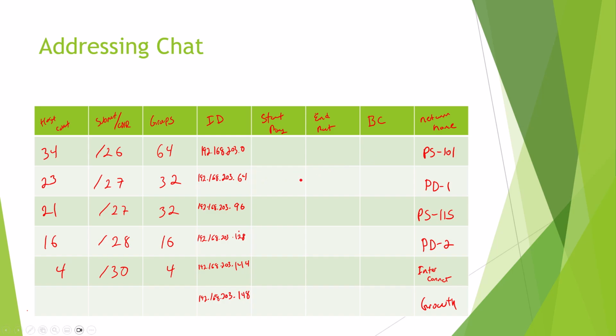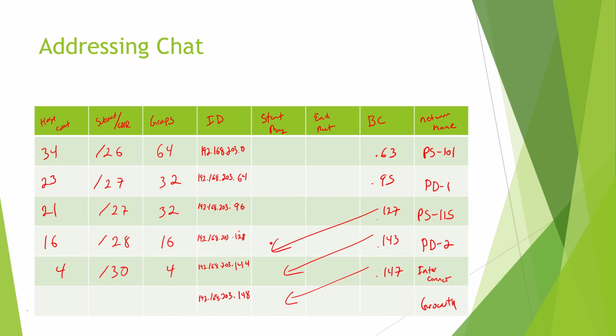Now if we're dealing with the third octet, that gets a little bit crazier, and I've done separate videos on that. So what is 1 less than the next ID? The next ID is 64. I'm going to drop the 192.168.203. They're still there, I'm just not going to keep writing them out. Again, for this one we'll look at the next ID and subtract 1. .63, .95, 127, 143, 147.